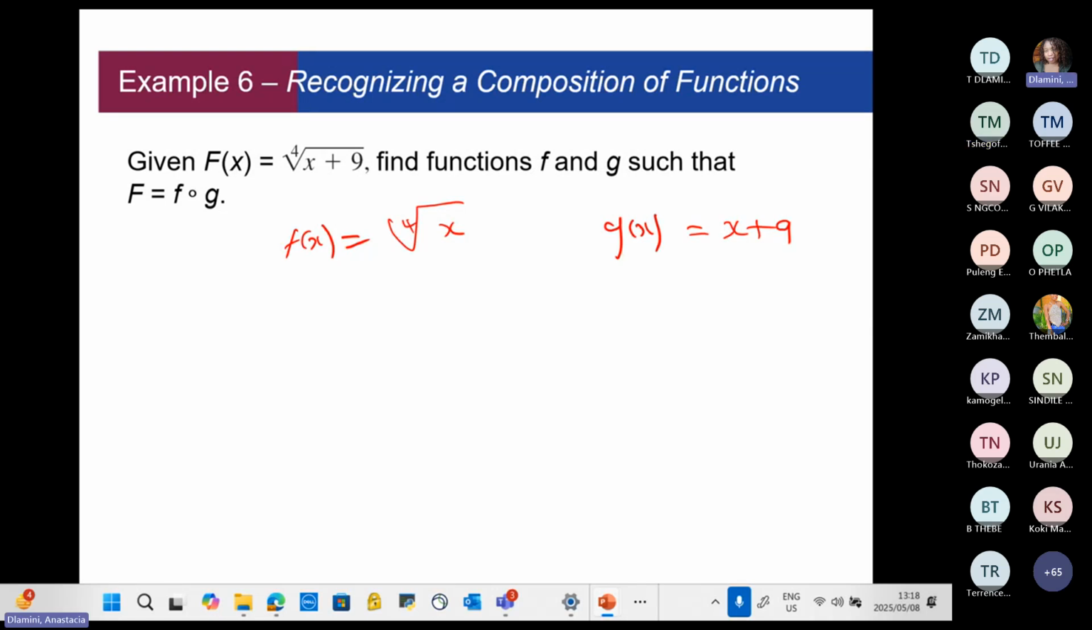So let's substitute. Then f of g of x is equal to the fourth root of g of x. Let's substitute to see if it's right. Well done. Thank you. What else? Guys, can someone give another example? Some questions even have more, like one in the exam, in the assignment.